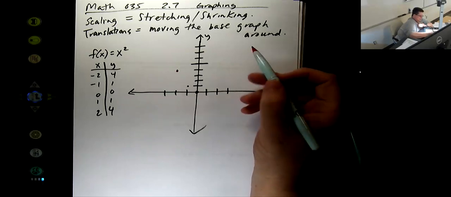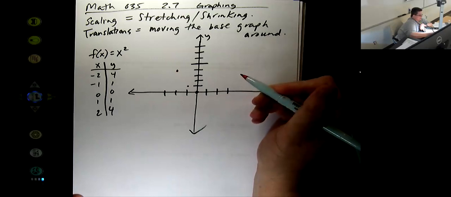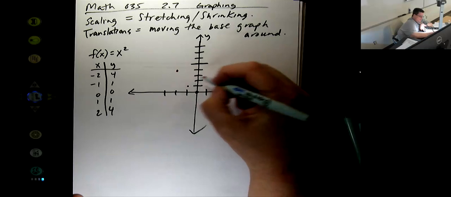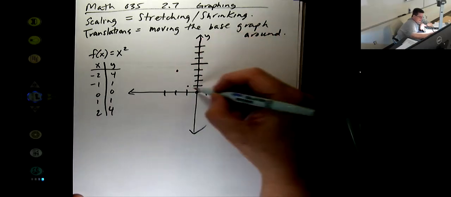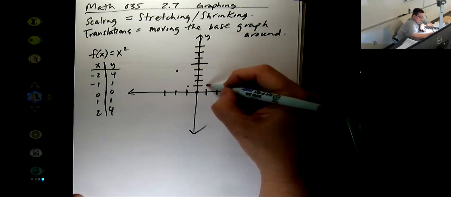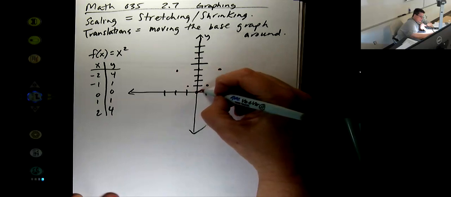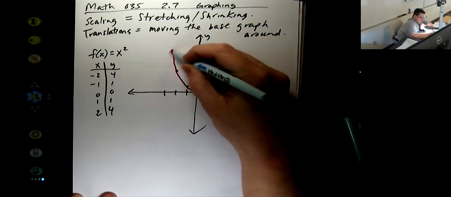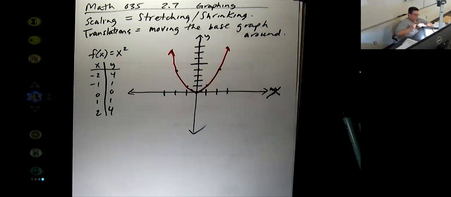And f of x equals x squared is symmetrical about the y-axis. We're going to learn why later in this hour. So it basically mirrors over this y-axis. We have a point over here and we have a point over here. So that was the base graph. And make sure it looks curved at the bottom.